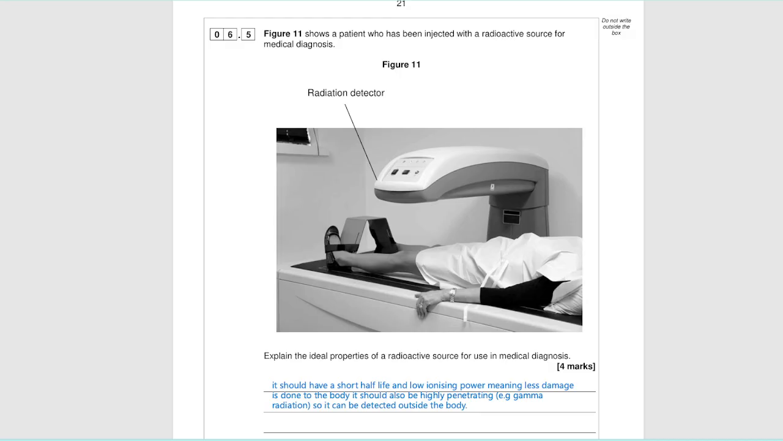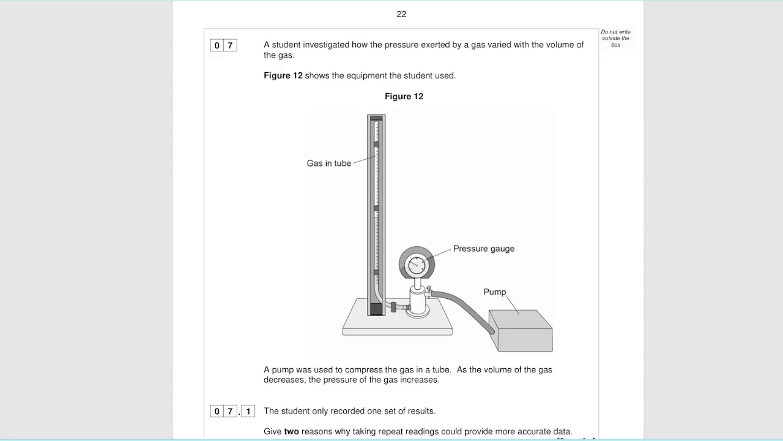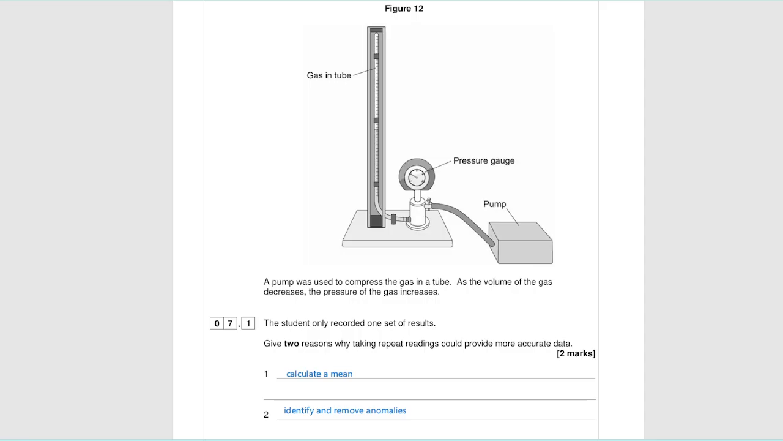It's really cool. Okay, then for question 7, a student investigates how the pressure exerted by a gas varied with the volume of the gas. Figure 12 shows the equipment that the student used. A pump was used to compress the gas in a tube. As the volume of the gas decreases, the pressure of the gas increases. The student only recorded one set of results. Give 2 reasons why taking repeat readings could provide more accurate data.